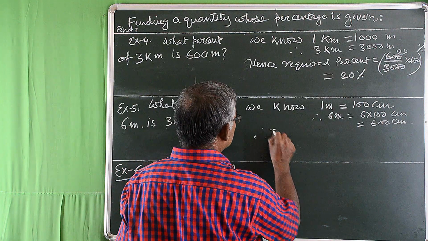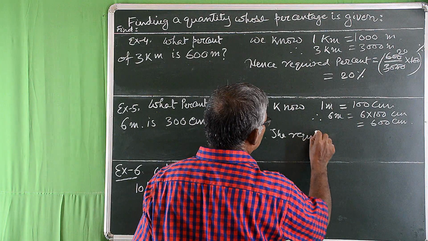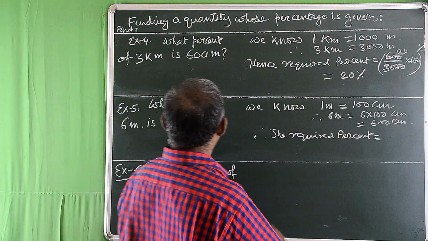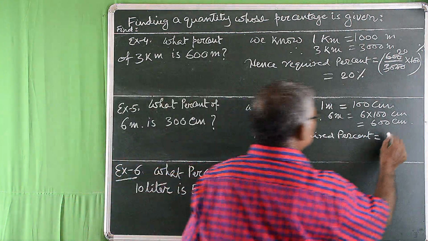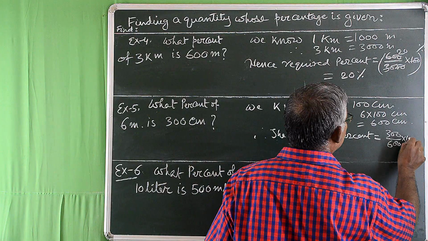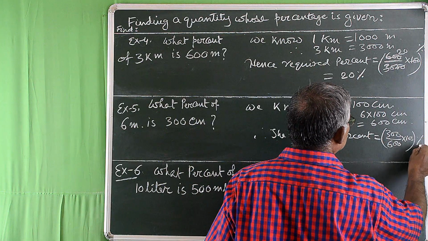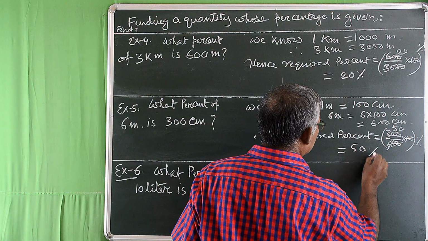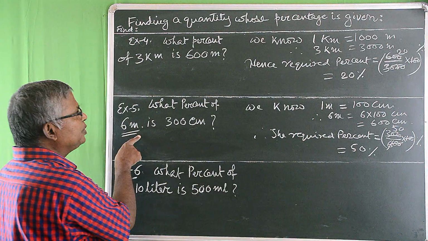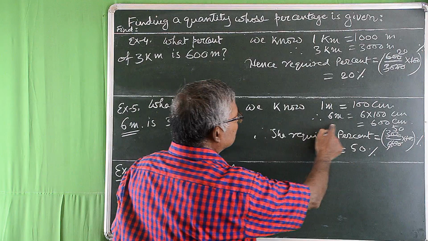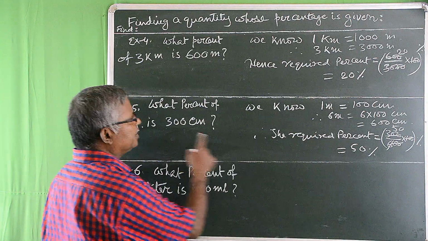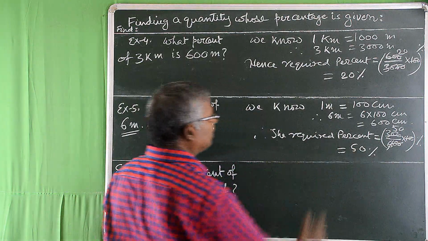Therefore the required percentage equal to 300 by 600 into 100% equals to 50%. Students, we have to convert 6 meter into centimeter, that is 6 meter equal to 600 centimeter. So the required percentage is 300 by 600 into 100, that is 50%.